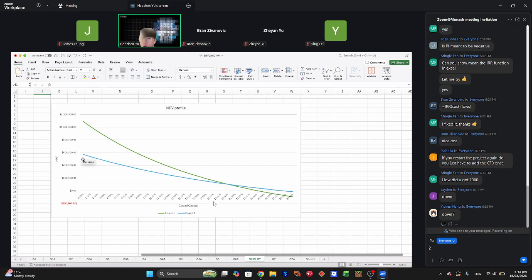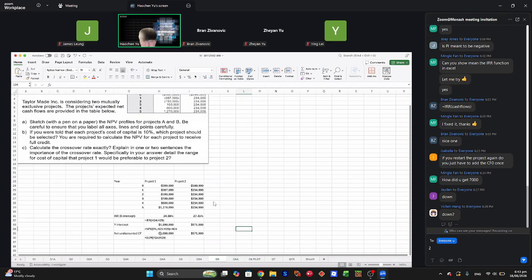Now we know how to get the NPV profile. So this is very important. You need to understand how we can use the calculation here so that we can find out these two intercepts, x-intercept and y-intercept. And eventually we can sketch the NPV profile, sketch the NPV lines. So this is how we get the NPV profile. And it's not done yet. It's just the first part of this question.